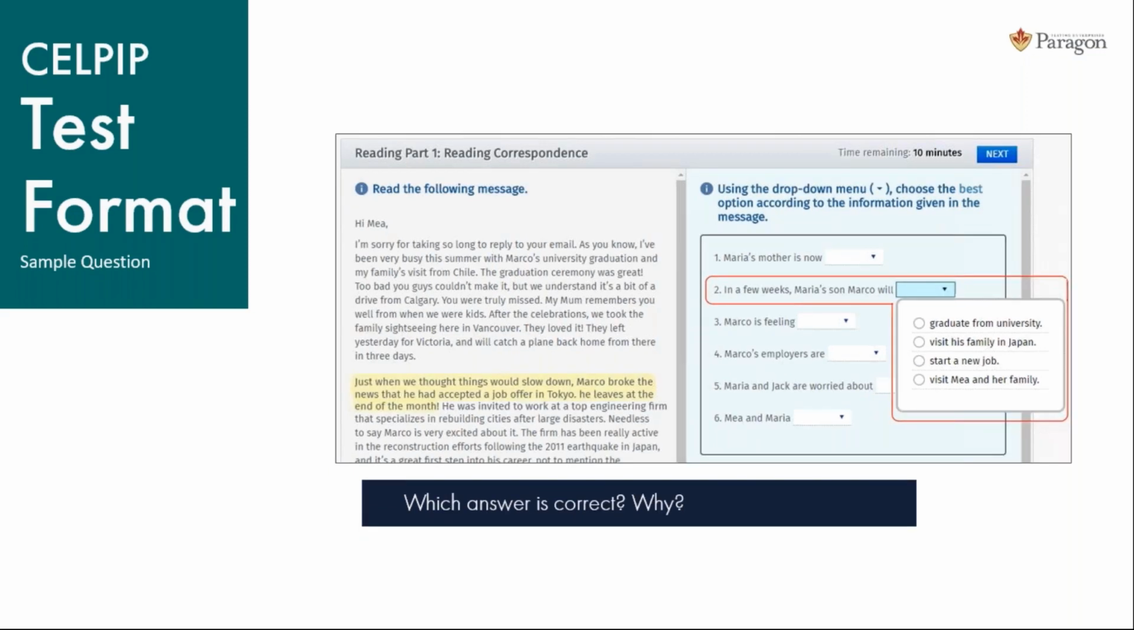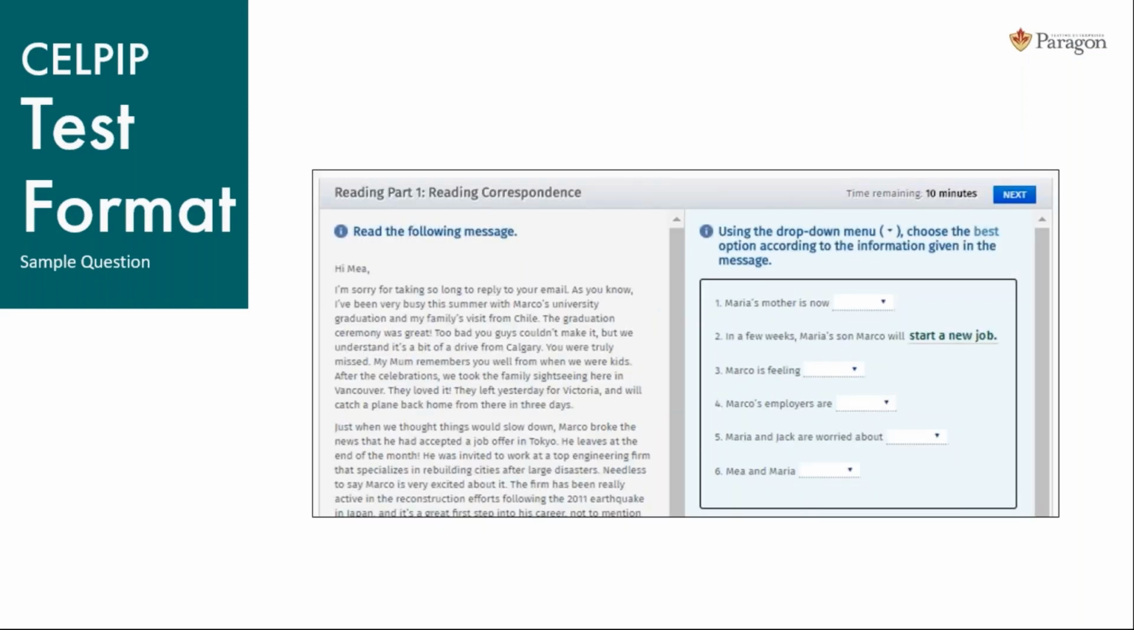There it is, in the second paragraph. Right, Crystal, it's located at the beginning of the second paragraph. And here we can see the really important part of this is that he had accepted a job offer in Tokyo. Okay, and he leaves at the end of the month. So because of that, we can assume in a few weeks, maybe that's the end of the month, Maria's son Marco will start a new job. Okay, so the answer is start a new job. Okay, well done.